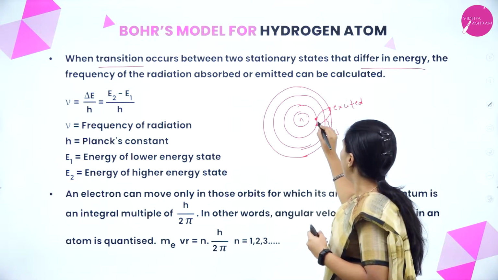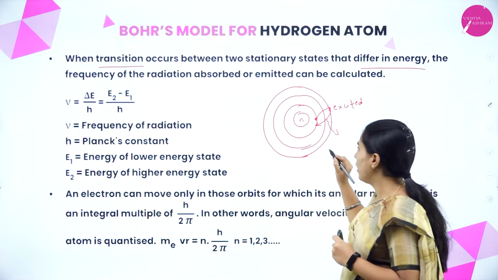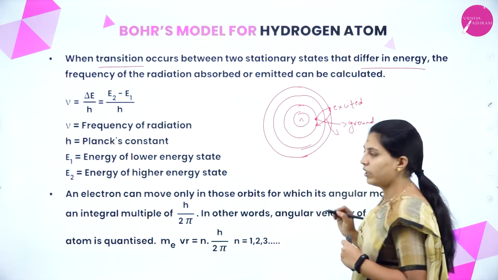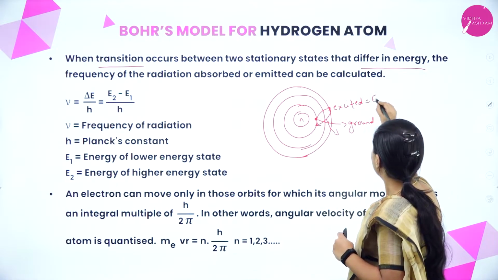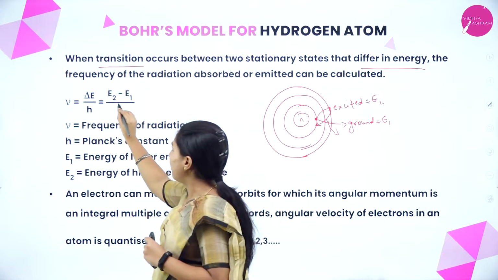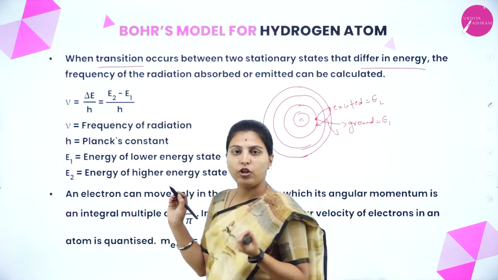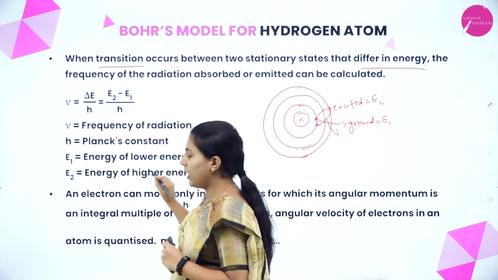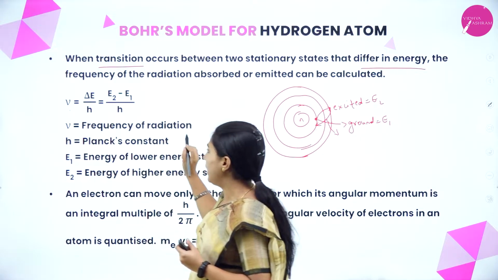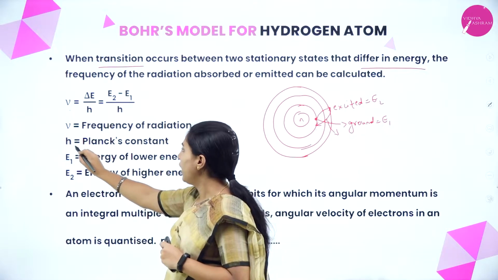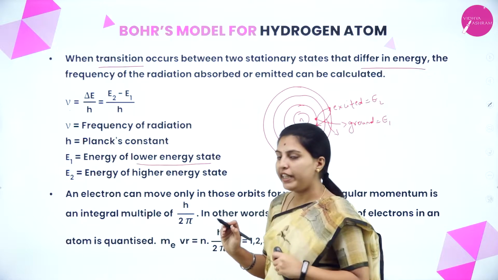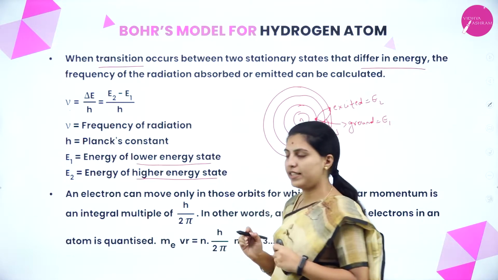This is the lower energy level, meaning the ground state or the original state of that electron. Ground state. This is E2, this is E1. Those energies we have taken here, E2 minus E1, over h, Planck's constant. Once again, the terms here: nu means frequency of radiation, h means Planck's constant, E1 is the energy of the lower energy state, E2 is the energy of the higher energy state.